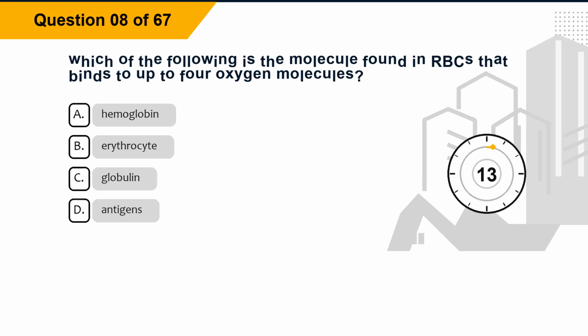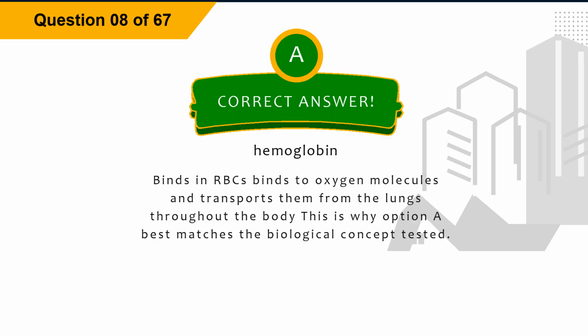Question 8. Which of the following is the molecule found in RBCs that binds to up to 4 oxygen molecules? Option A, hemoglobin. Option B, erythrocyte. Option C, globulin. Option D, antigens. The correct answer is option A, hemoglobin. Explanation. Hemoglobin in RBCs binds to oxygen molecules and transports them from the lungs throughout the body. This is why option A best matches the biological concept tested.